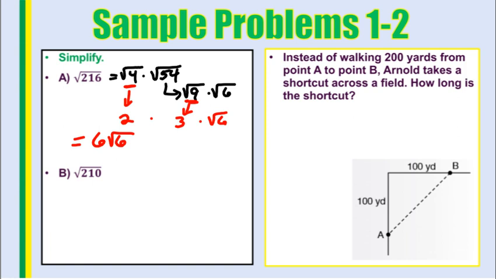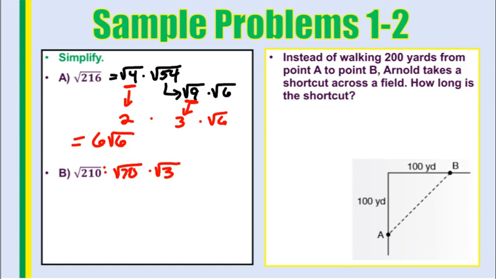The next perfect square is 25. 210 divided by 25 does not work. 210 divided by 36 does not work. You can see that a perfect square would not work in here. So let's just break this down with factors that we do know. I know that 21, to get 21, that's 7 times 3. So if I do the square root of 70 times the square root of 3, that gives me 210.